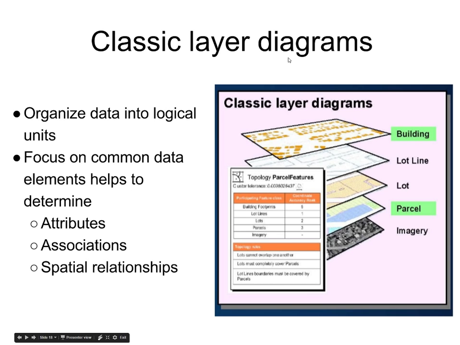There's also classic layer diagrams, and they organize data into logical units. They focus on common data elements to help us determine things like attributes, associations, and spatial relationships. You can see this part of this diagram is referring to a topology feature class, and it has all of these layers that participate in it. It shows the ranks and the rules.